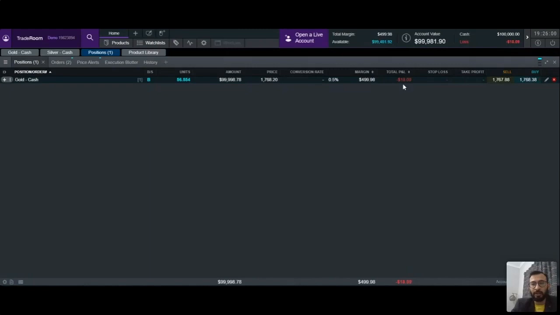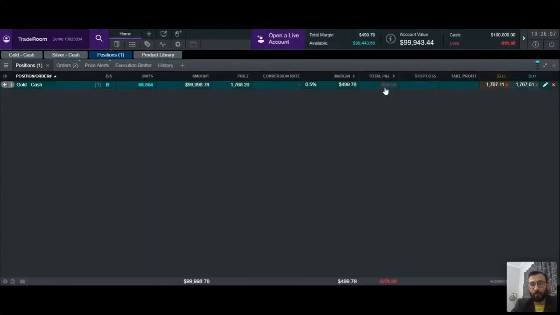I go to my positions, and now I can see that I have bought gold, 56 ounces, on which I'm losing 14, 13. See, look at the volatility. Look at the prices moving so fast. Let me just zoom in for you guys. Look how fast the prices are moving.